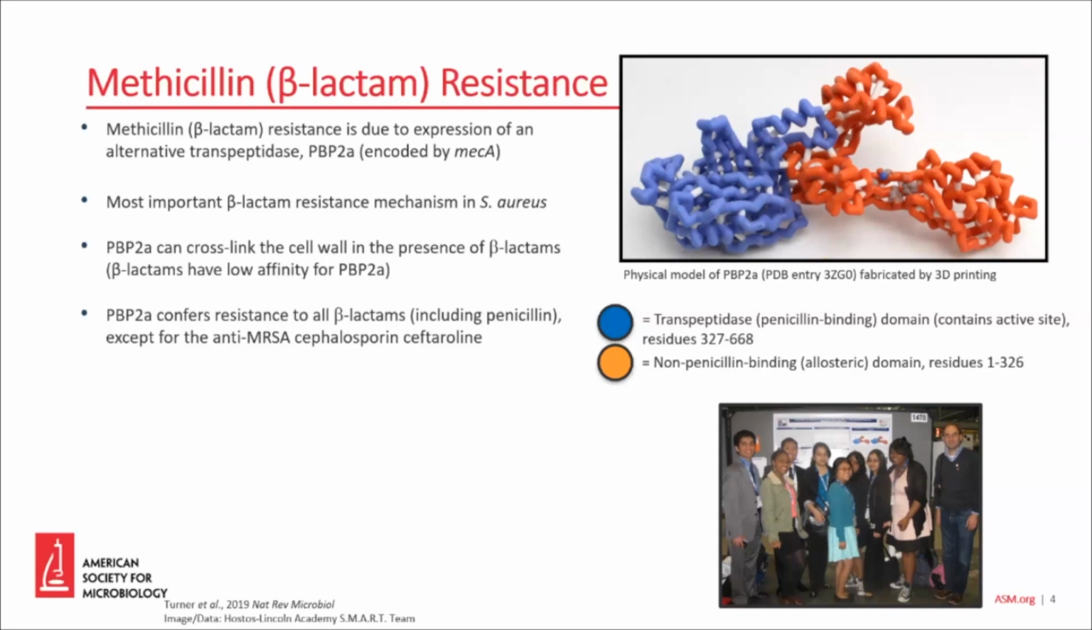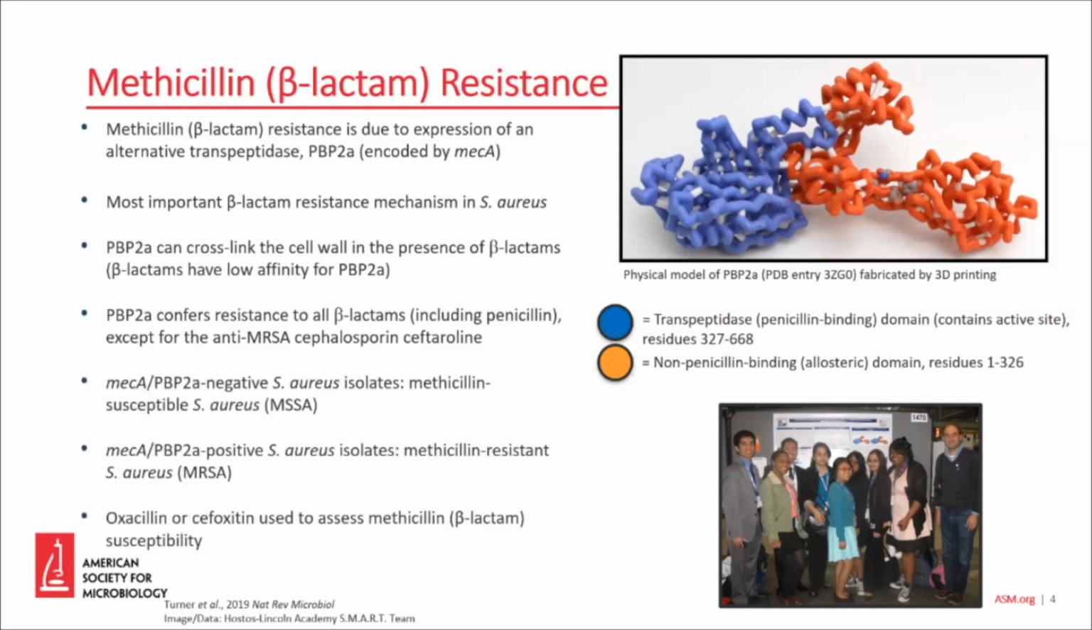So methicillin resistance is the most important mechanism of beta-lactam resistance in Staph aureus. And it's due to the acquisition of an alternative transpeptidase called penicillin binding protein 2A, which is encoded by mecA. PBP2A can cross-link the staphylococcal cell wall in the presence of beta-lactams, and that's because beta-lactams have a very low affinity for penicillin binding protein 2A. And to remind you, penicillin binding protein 2A confers resistance to all beta-lactams, including penicillin, with the exception of the anti-MRSA cephalosporin ceftaroline.